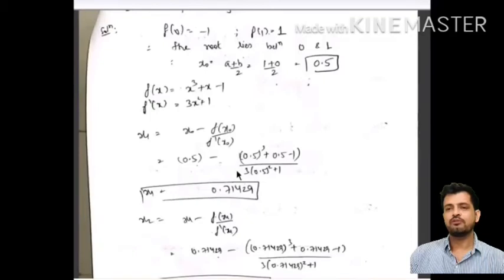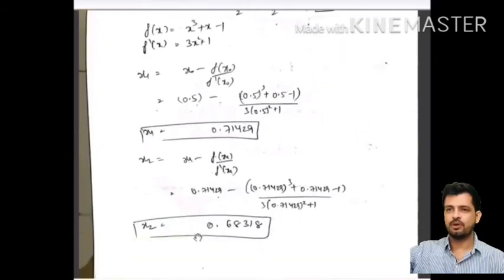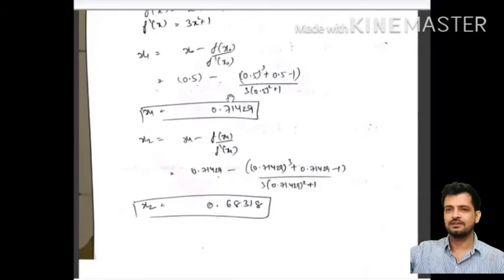Similarly, if I want to find x2, the second approximation, for x2 I have to replace x0 by x1. So in place of x0 here, we are writing x1. So the formula is x1 minus f of x1 upon f dash of x1. Now we have to place this value 0.71429 in this formula. By placing all these values, you will get the answer of x2, that is 0.68318.